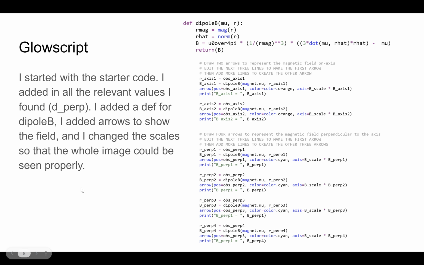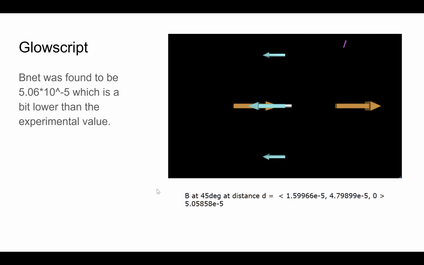So in GlowScript, I started with the starter code. I added in all the relevant values I found, such as d perpendicular. I added a def for dipole B. I added arrows to show the field, and I changed the scale so that the whole image could be seen properly. So you can see these parts of the code here. And then here's what the code looked like as shown earlier.